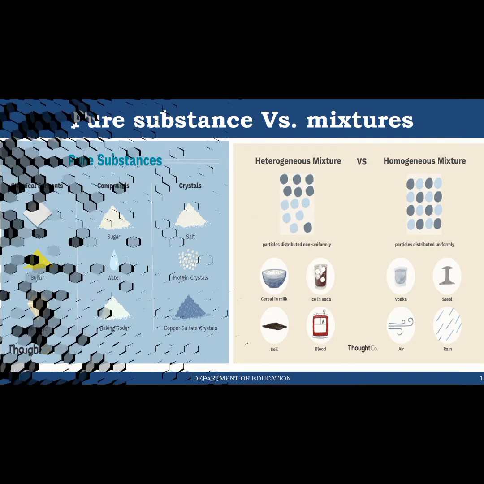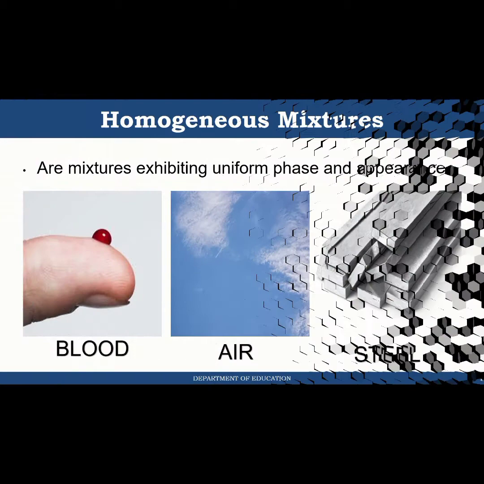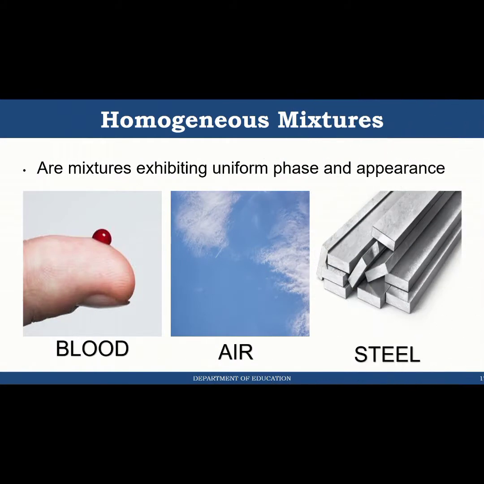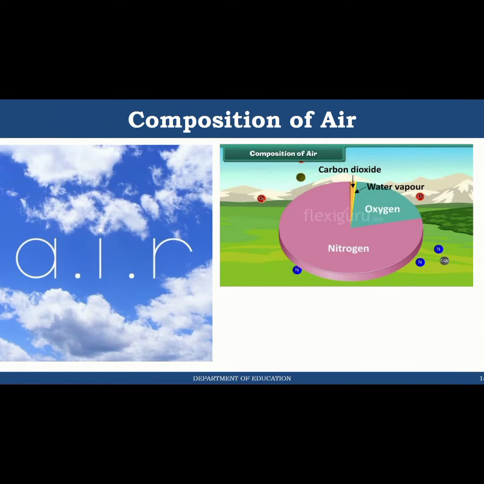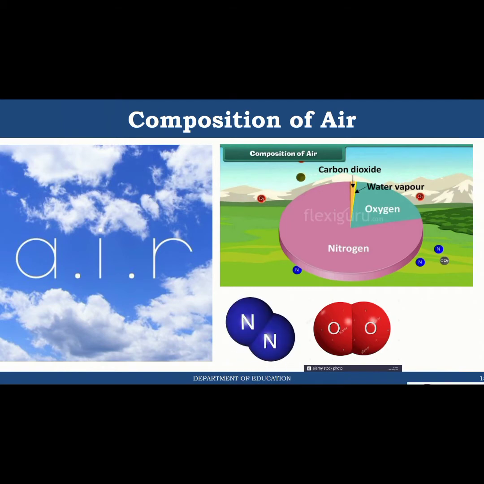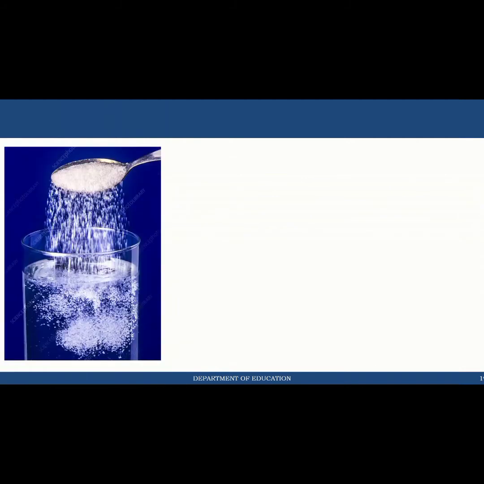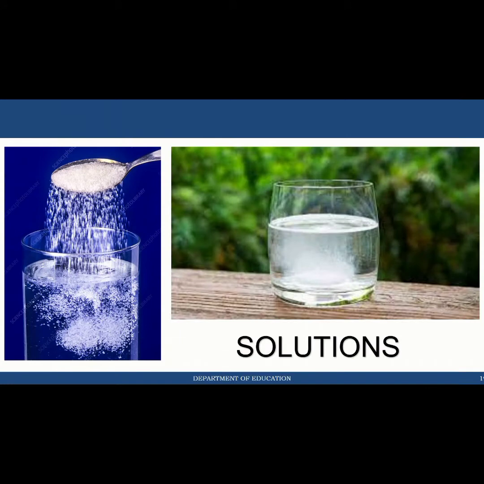Homogeneous mixtures are mixtures exhibiting uniform phase and appearance. Air is an example of a homogeneous mixture because it is composed of different gases such as oxygen, nitrogen, and carbon dioxide. A homogeneous mixture is also formed when you dissolve sugar in water. Such mixtures are called solutions.